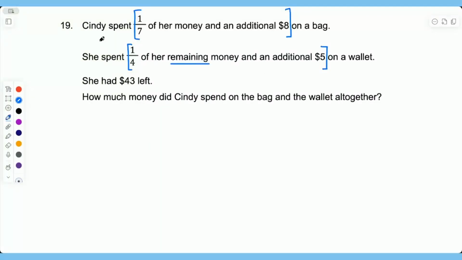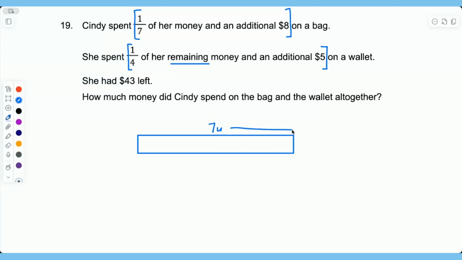Question 19. Cindy spent 1/7 of her money and an additional $8 on a bag. We start with a model. The total units is 7 units. And out of these 7 units, she spent 1 unit and $8 on a bag.